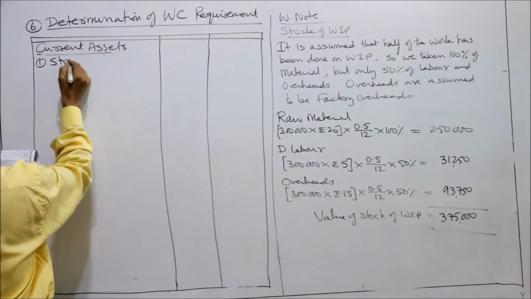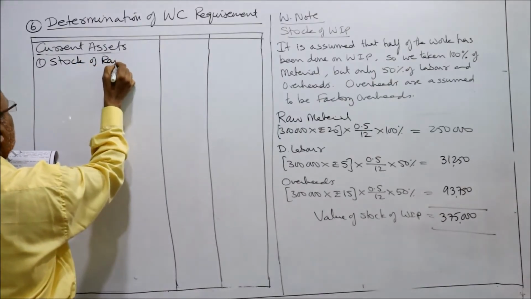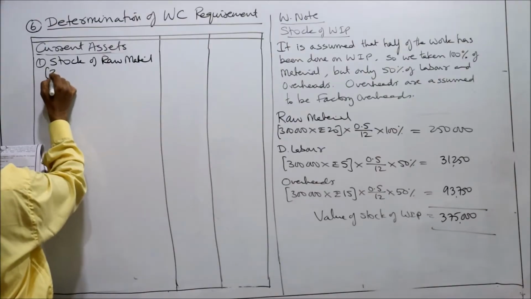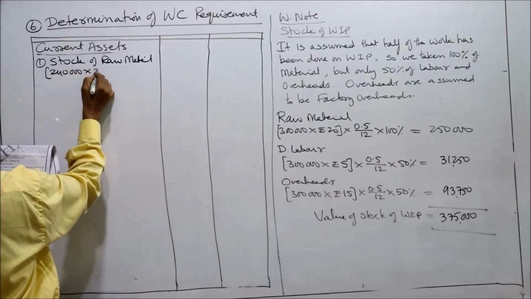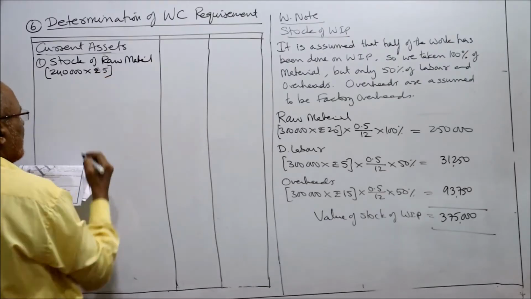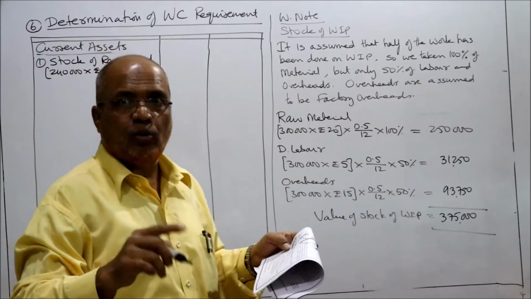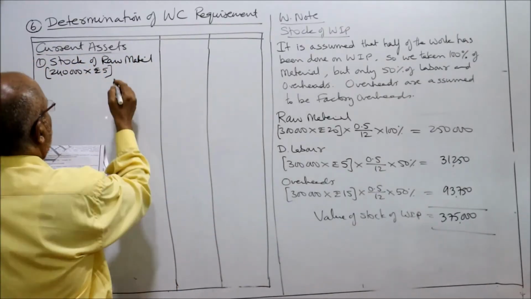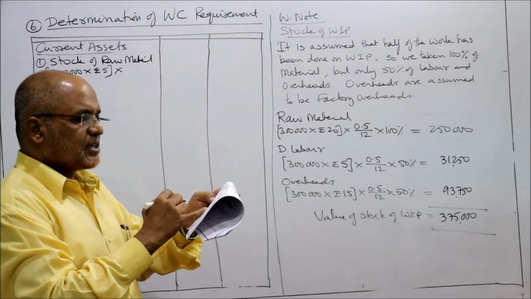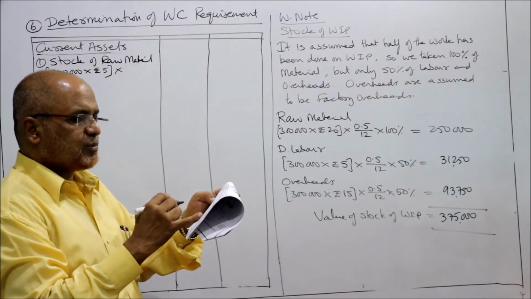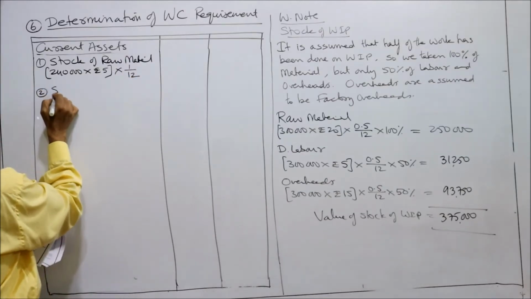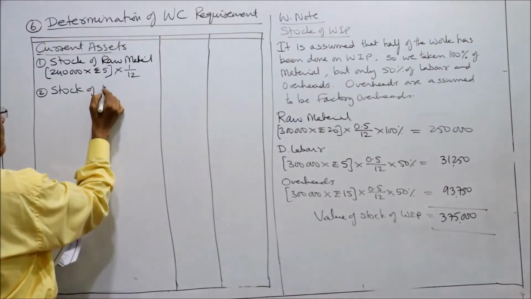First one, stock of raw material. How many units we are making? 2,40,000 units into. What is the raw material per unit? 50% of 10 rupees is 5 rupees into. How much is the duration of raw material? First point, raw material are expected to remain in warehouse stores for an average period of 1 month. 1/12. Stock of WIP.